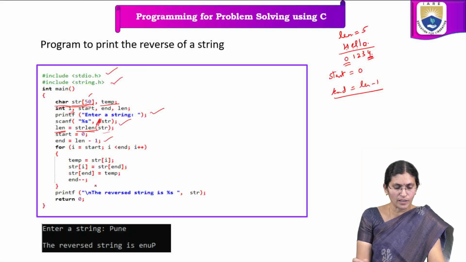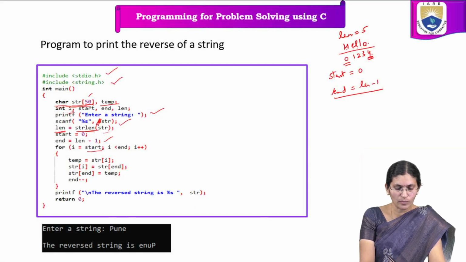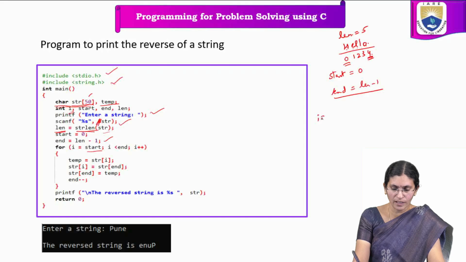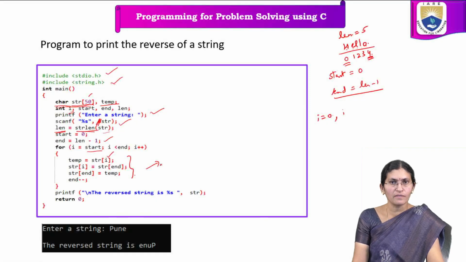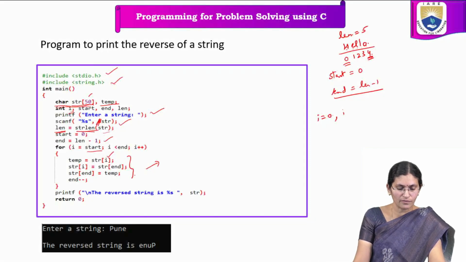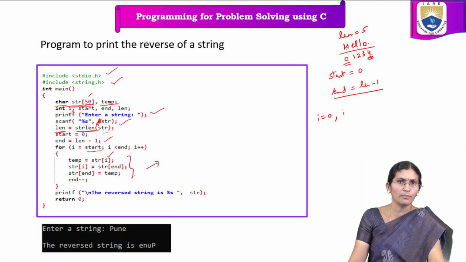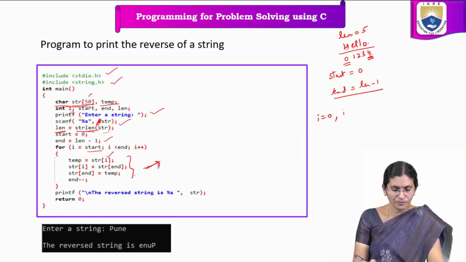Now we have written a for loop here. So for i is equal to start, that means the i value is initialized to 0. Then what we are doing here, we are swapping the values. So let us see, this is the logic written, or this is the code to reverse the given string. So we are reversing the string in the same string itself. We are not taking any other string and copying that into another string. So we are reversing the string in the same string, in the string str only.